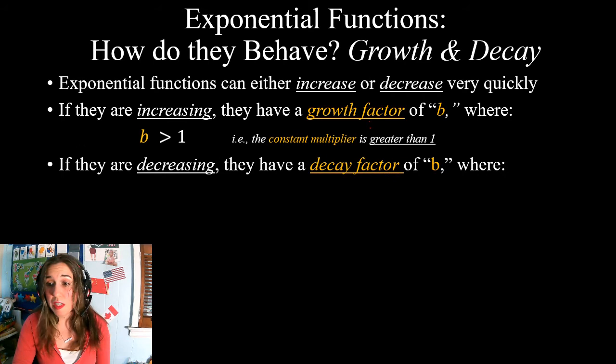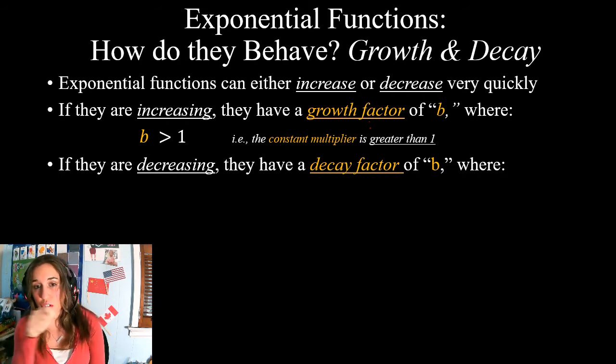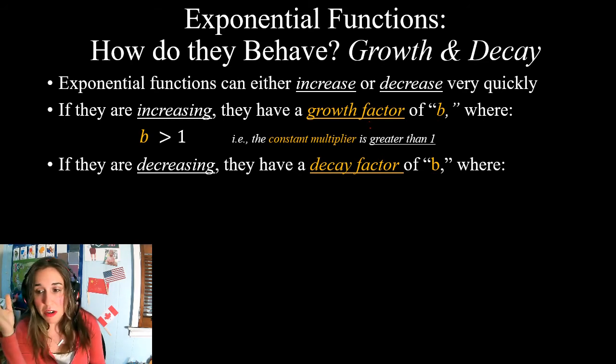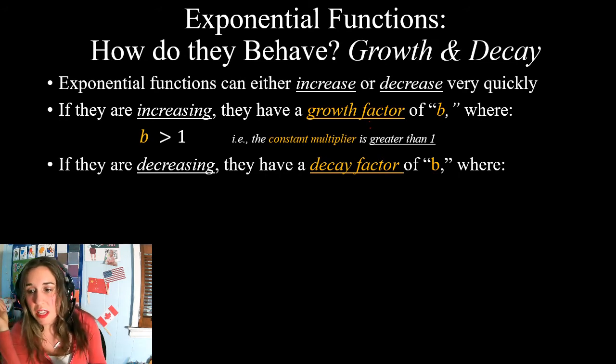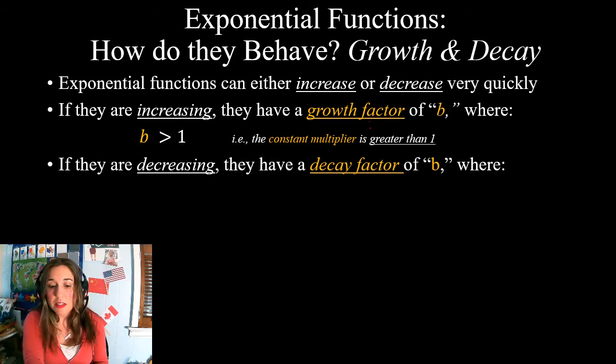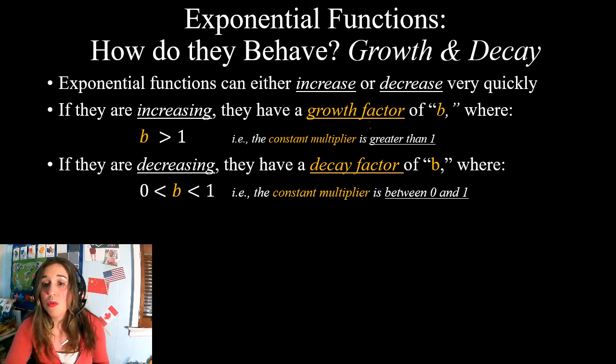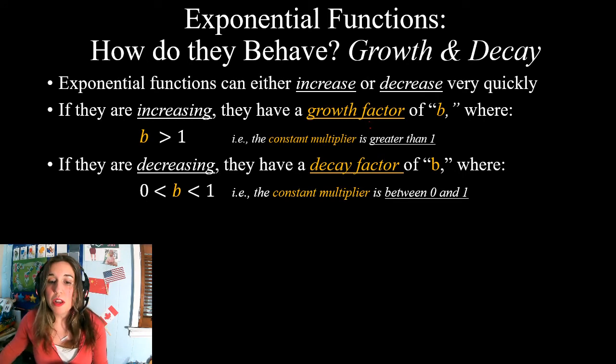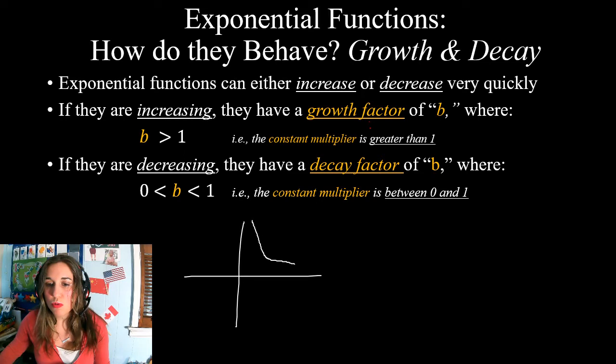Well, what if it's decreasing? If our exponential function is decreasing, then we have what we call a decay factor. And again, when we use the phrase decay factor, we're just referring to b, our constant multiplier. We're renaming it the decay factor. This time, instead of b being greater than 1, b is going to be between 0 and 1. So your constant multiplier is somewhere between 0 and 1. It's some decimal, some fraction between 0 and 1. So in that instance, our exponential function would be decreasing. It would look something like that.